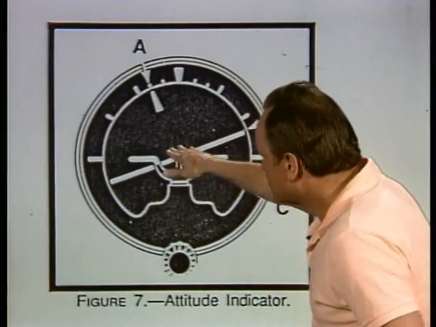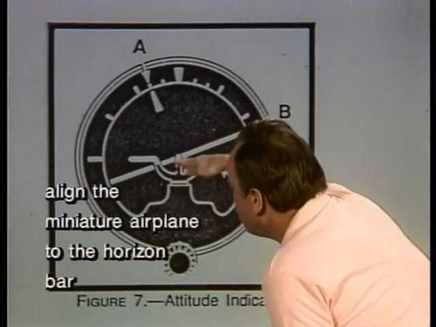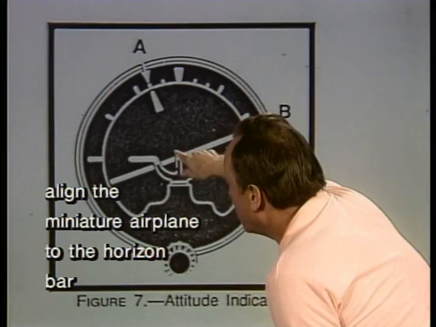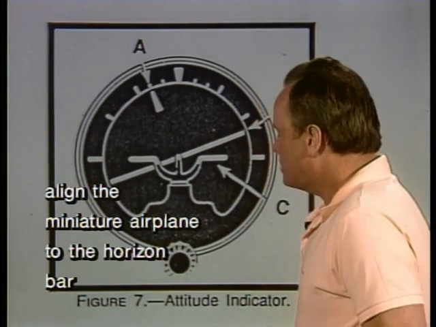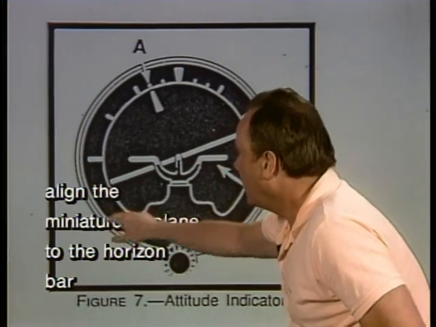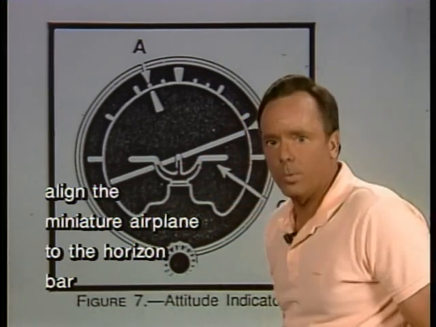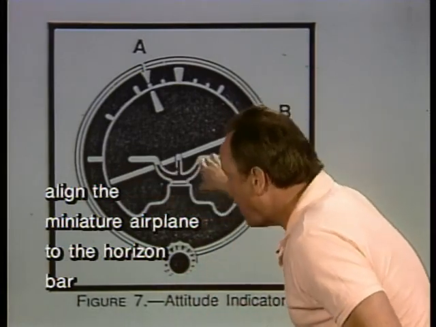All right, now let's take a look at another question they're going to ask you about Figure 7 here. And they're going to say, all right, let's assume that you're in straight and level flight and you want to adjust the attitude indicator. What is the proper adjustment? Well, what you can do is you can turn this knob and move the little miniature airplane up and down. And what you want to do is make sure the miniature airplane is just with the nose of the aircraft right on the horizon like so. So on the test, what they say you do is you use this knob to align the miniature airplane to the horizon bar. And all you're trying to do is adjust this airplane so that when you actually are in level flight, the artificial horizon, or the attitude indicator, the FAA calls it, actually shows level flight.